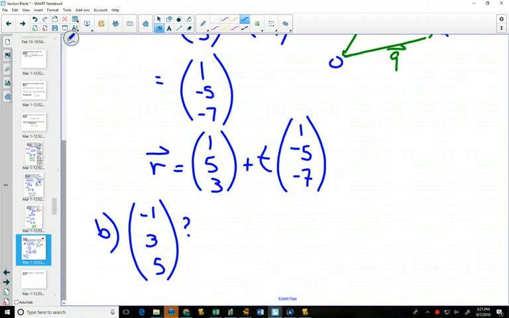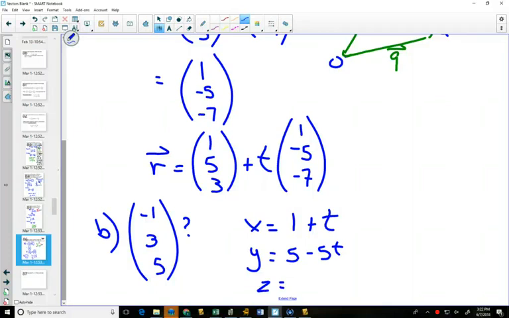Well, if that point is on the line, then there has to exist a value of t that makes this work. So in other words, this is where we do look at our parametric equations. I would have to have something for my x-coordinate that 1 plus t has to equal -1. My y-coordinate, which is 5 minus 5t, would have to equal 3. And for my z-coordinate, I need the same value of t, so that 3 minus 7t would equal 5.